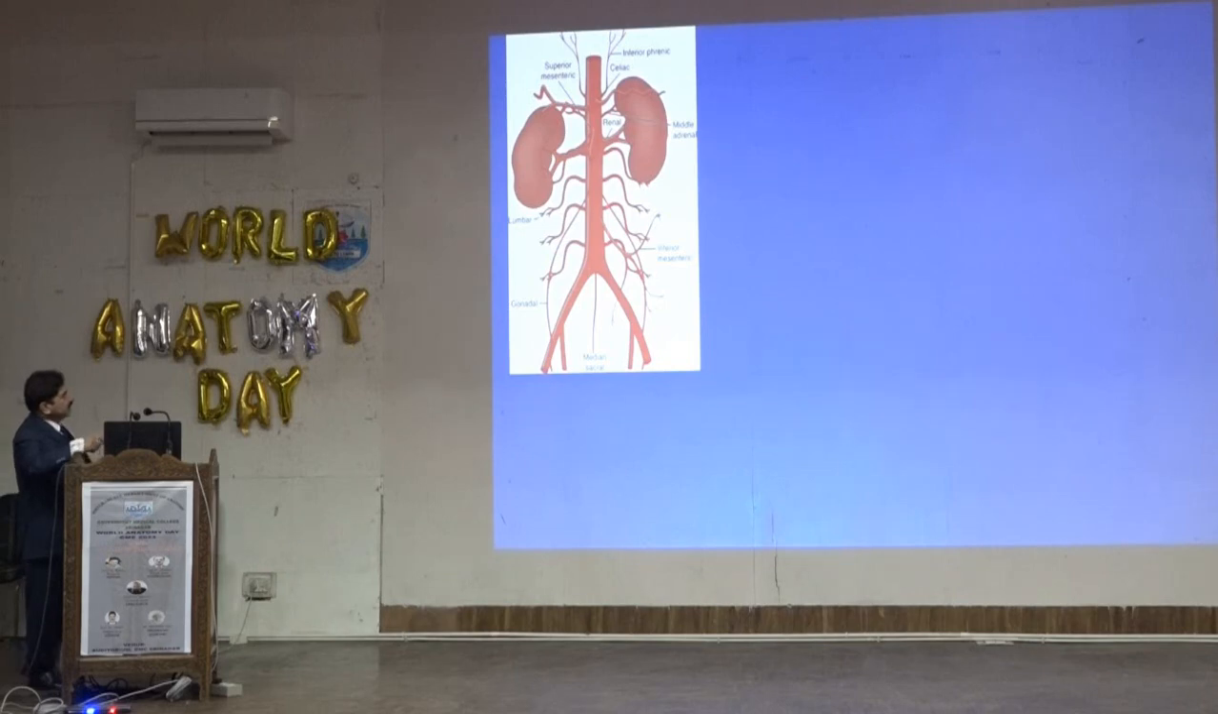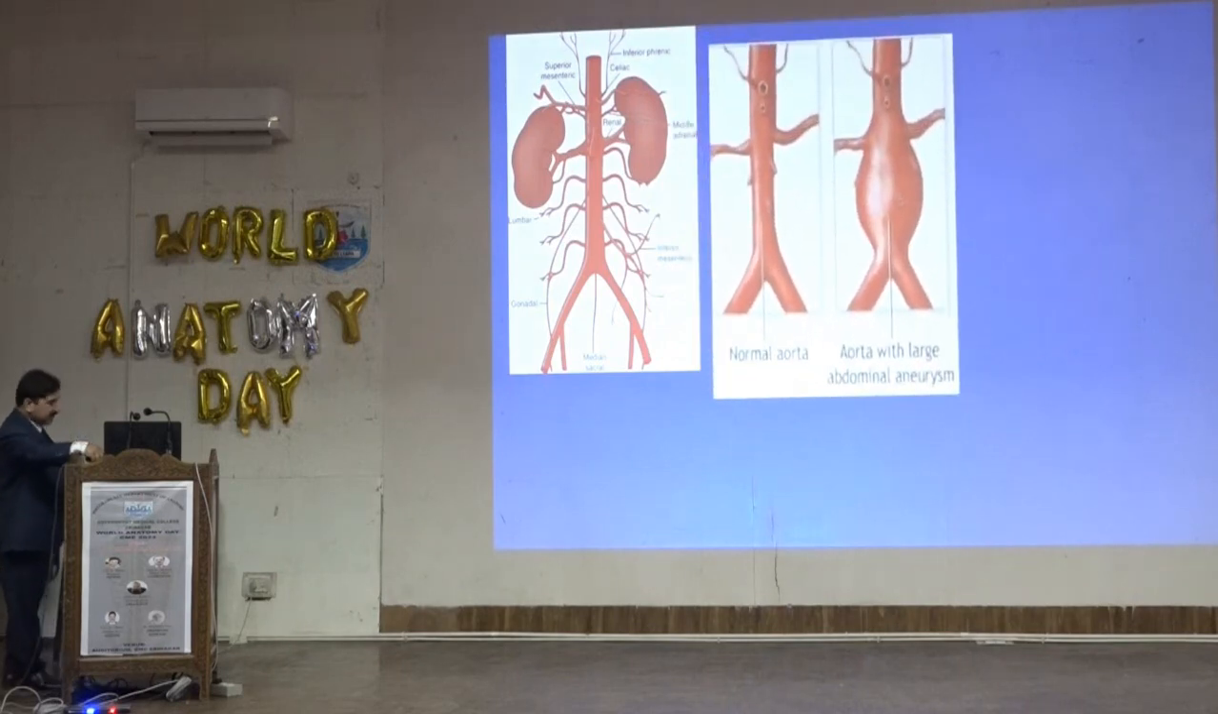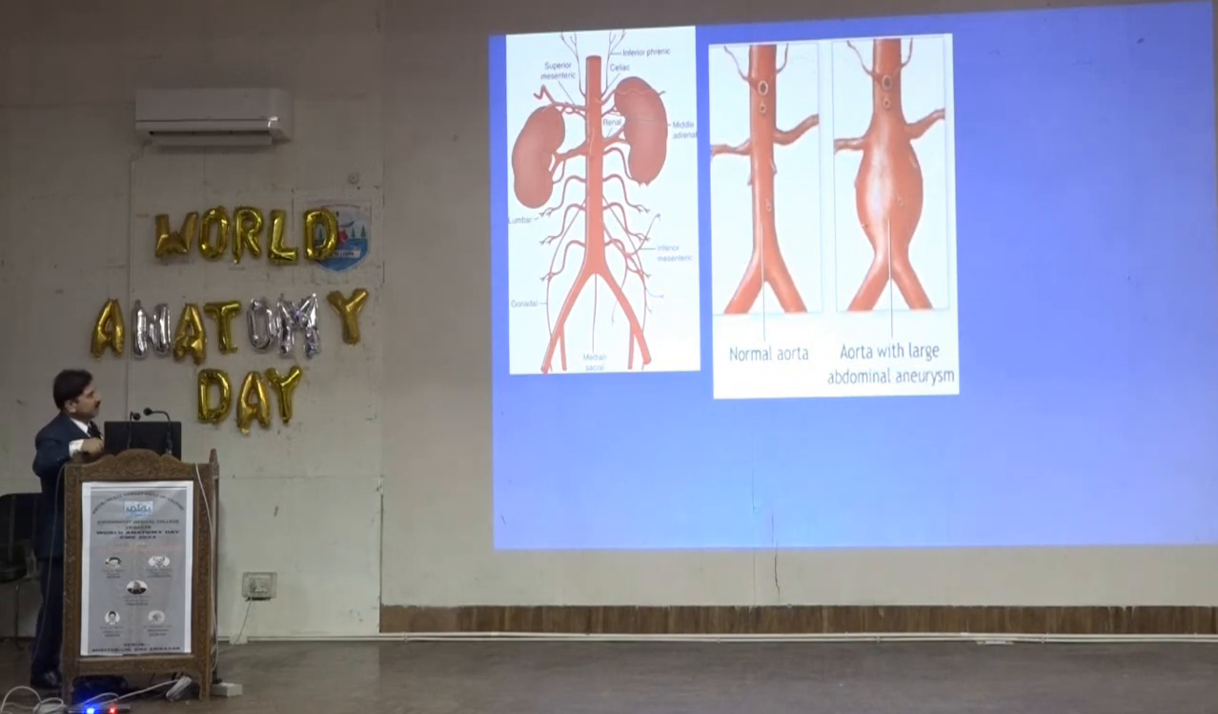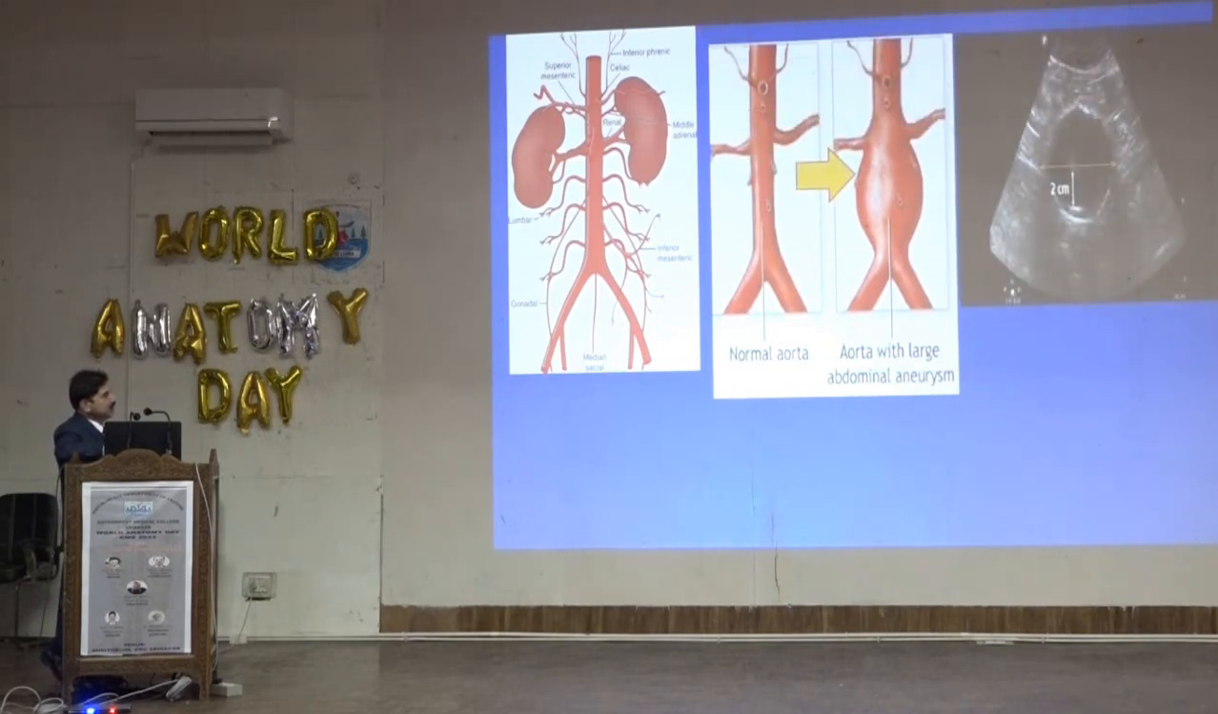So in this diagram, we can see the branches of the abdominal aorta, both paired and unpaired. At times, there is an aneurysm of the abdominal aorta, that is, dilatation of the abdominal aorta. The normal transverse wall-to-wall diameter is up to 3 centimeters. If it is greater than 3 centimeters, we say it is an aneurysm. We can pick up this aneurysm by taking a transverse section of the abdominal aorta and then measuring it.